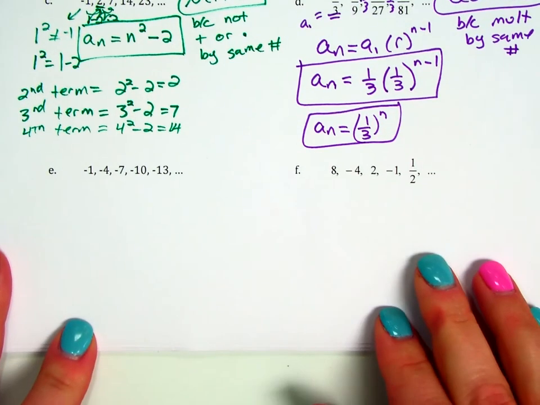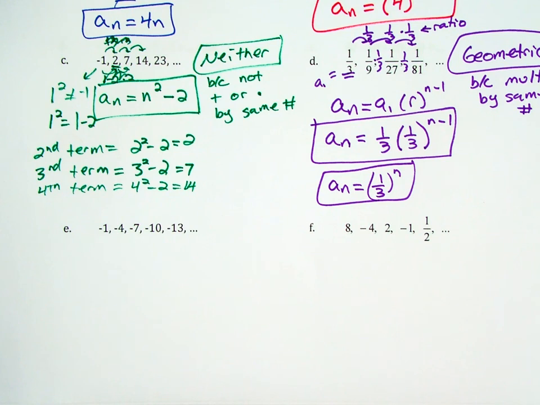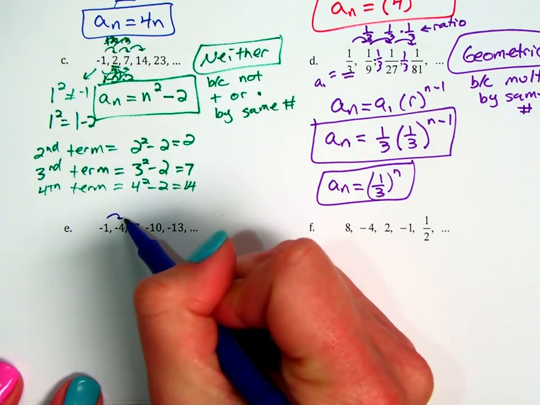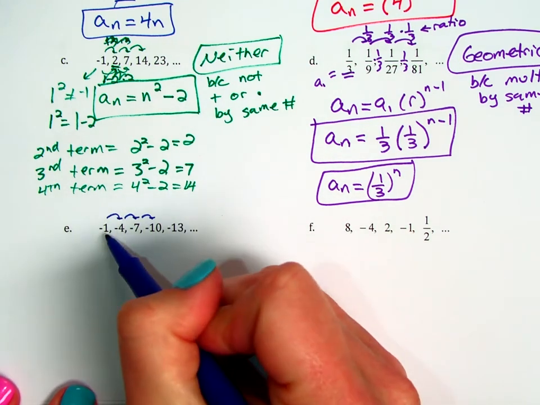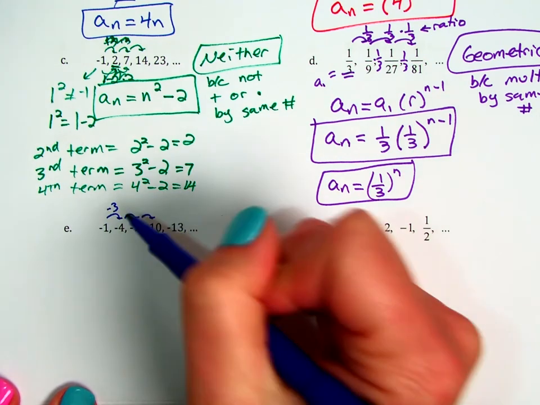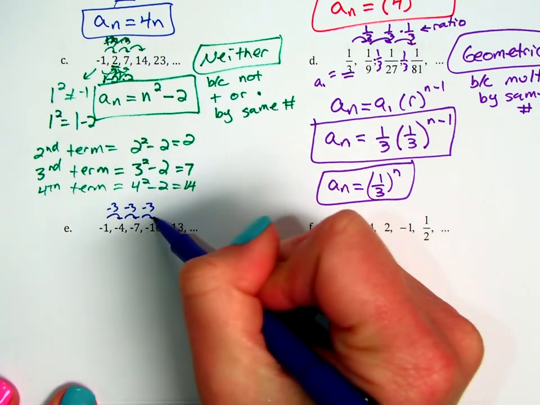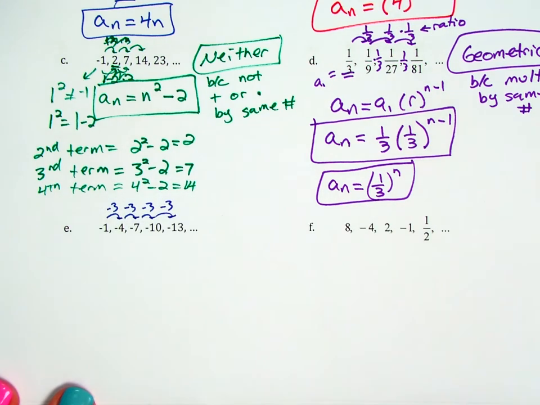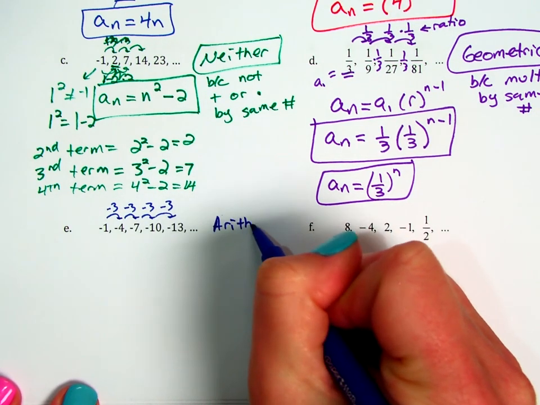All right, so last two for this page. So looking at this one, I'd have to see, am I going up by the same amount each time, or down, or am I multiplying? So I always track addition or subtraction first. So to get from negative 1 to negative 4, I'd have to subtract 3. Negative 4 minus 3 is negative 7. Negative 7 minus 3 is negative 10. And negative 10 minus 3 is negative 13. So this one is arithmetic.